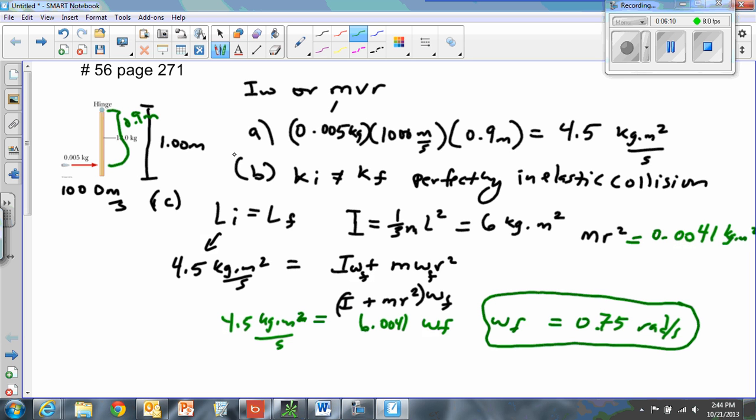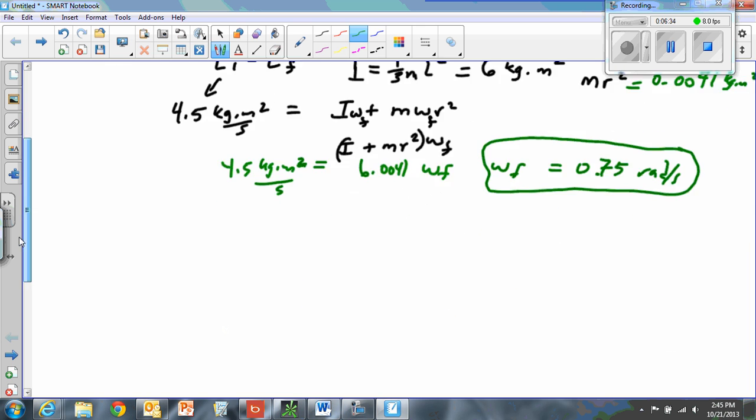It would have been a little more simple if they'd have had, I mean, they have this particle, and so this is good because you do learn that particles can have angular momentum, even though they're not going in a circle with respect to any kind of hinge or pivot point. So the answer to C is 0.75.